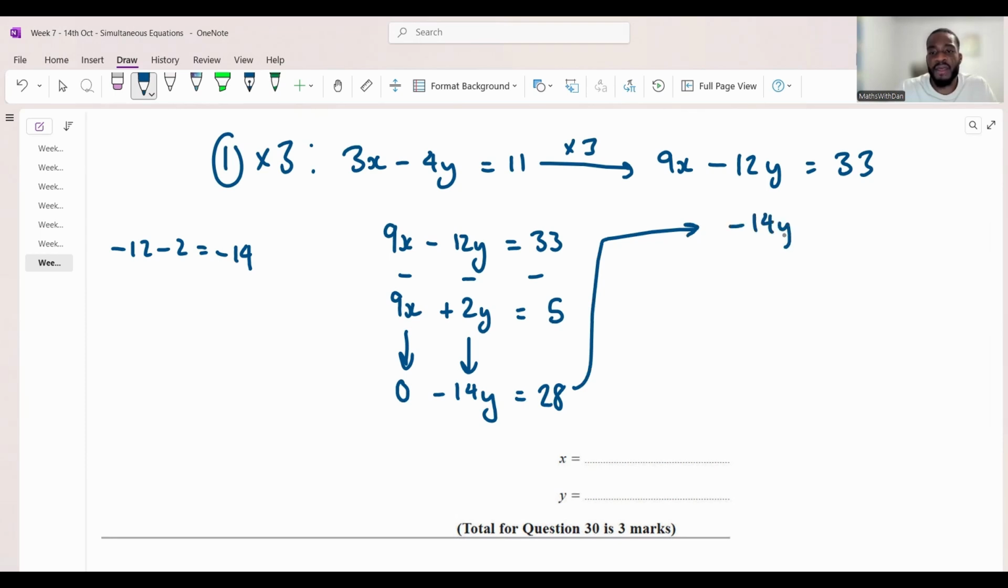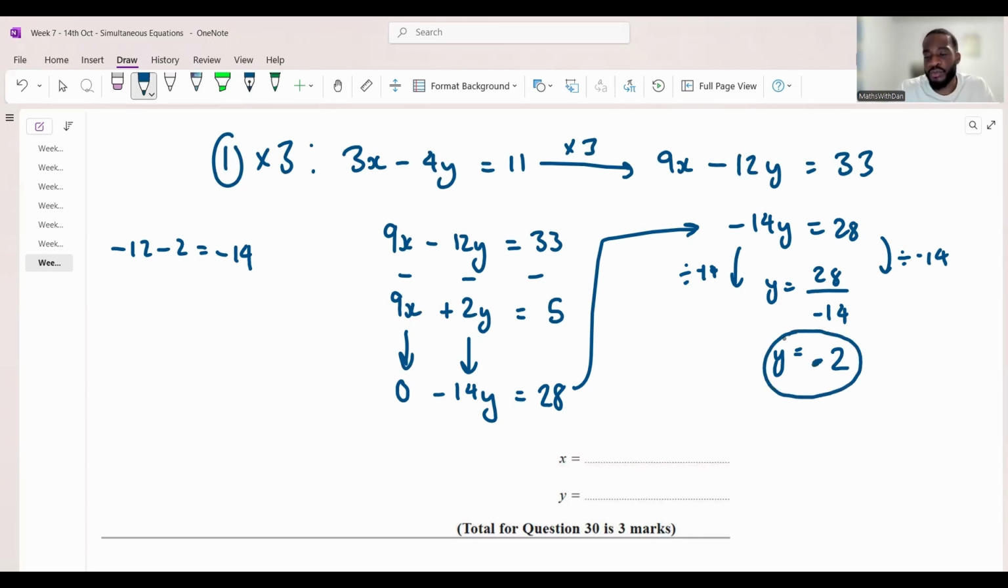It's just minus 14y is equal to 28, which means that we're going to divide through by minus 14 to get the y on its own. So it's going to be y is equal to 28 divided by minus 14. Now, how do you do this? Very, very simple. Do 28 divided by 14, that's just 2. There's a minus on the bottom, so it's going to be negative overall. So y is equal to minus 2.